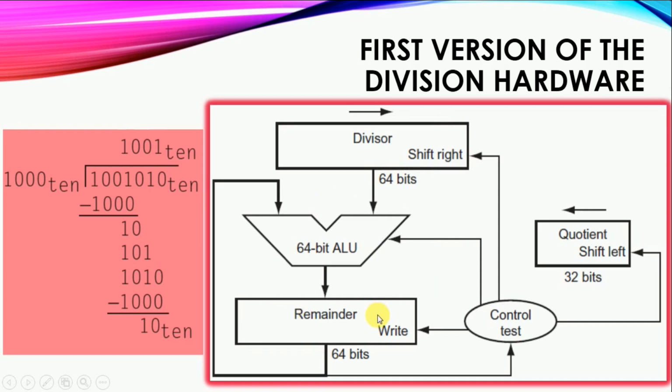If in the first step, while subtracting the divisor from the remainder, the result is positive, then we need not restore the remainder content. We shift the quotient register left by 1 bit, the LSB of the quotient register is set to logic 1, and the divisor register is shifted right by 1 bit. This is the normal operation.